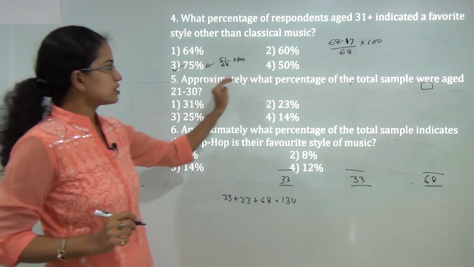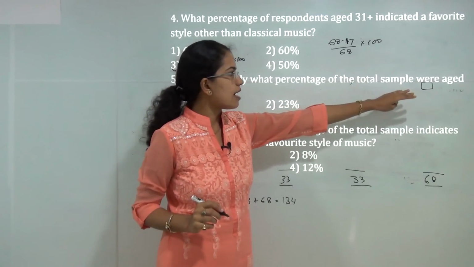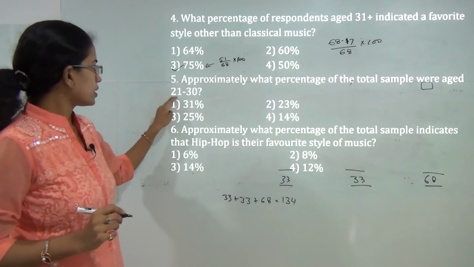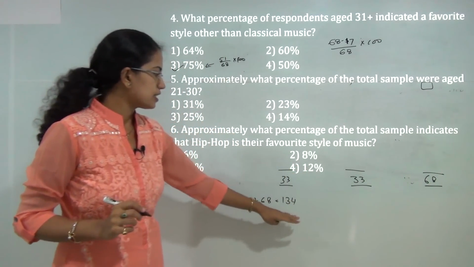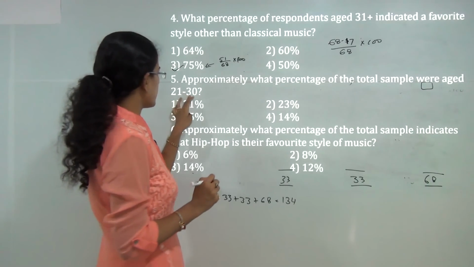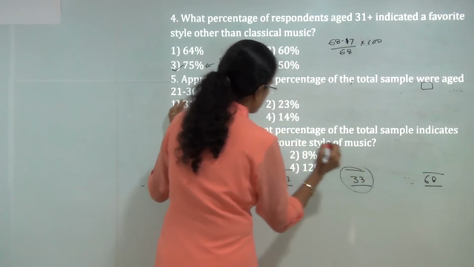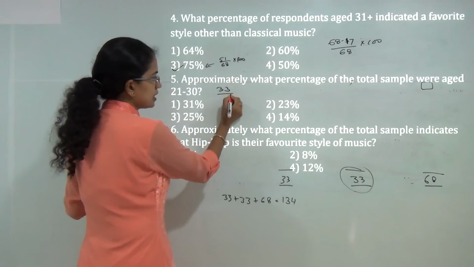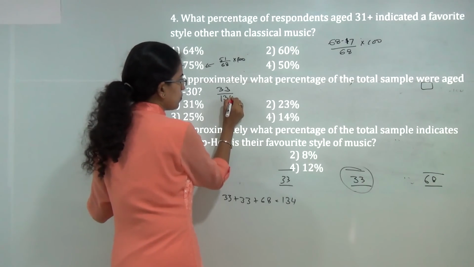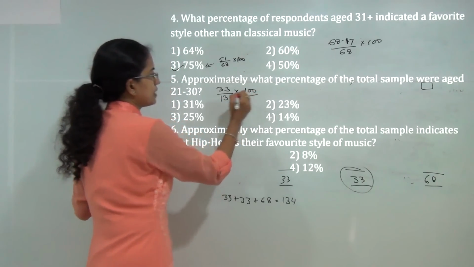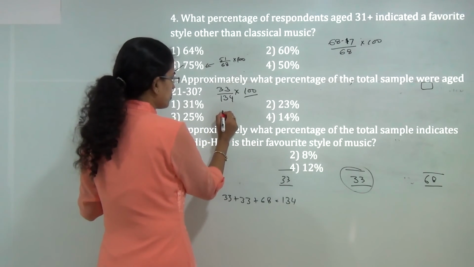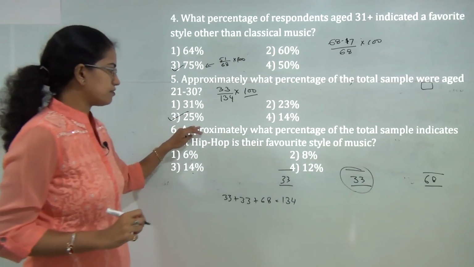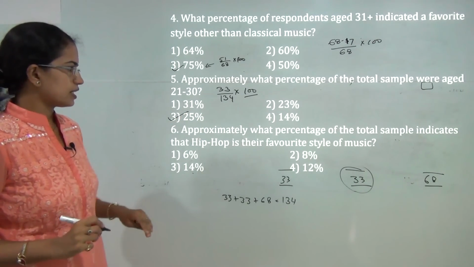The next is, approximately what percentage of the total sample were aged between 21 to 30? Now we calculated the total as 134 and the age group between 21 to 30 was 33. So we can simply say 33 divided by 134 into 100, and when I solve it and approximate it, the answer comes to 24.6, that's approximately 25%. So 3 would be the correct answer here.